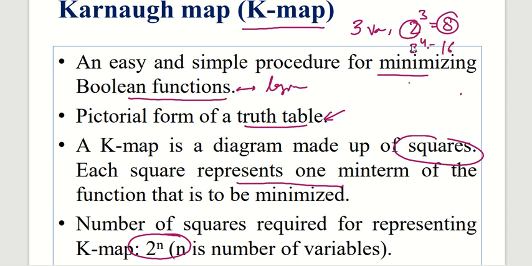Why are we taking base 2? As we already know, we are dealing with the binary number system. For any binary number system, we can only have two numbers to represent it, that is 0 and 1. So that's why the base is 2 for the binary number system, and n represents the number of variables.